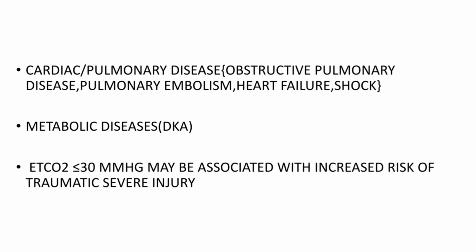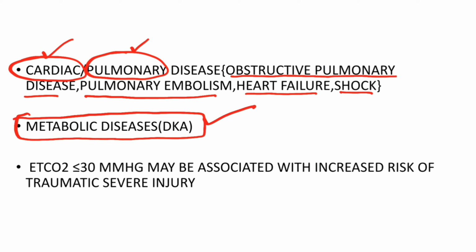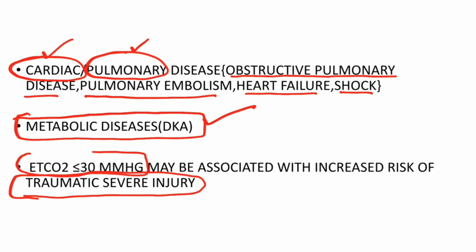The next use case is during any kind of cardiac or pulmonary diseases; we can use capnography to diagnose conditions like obstructive pulmonary disease, pulmonary embolism, heart failure, and shock. Apart from that, we can also detect metabolic diseases like diabetic ketoacidosis. Then, in case of traumatic severe injury, an end-tidal carbon dioxide of less than 30 millimeters of mercury has been found to be associated with increased risk.